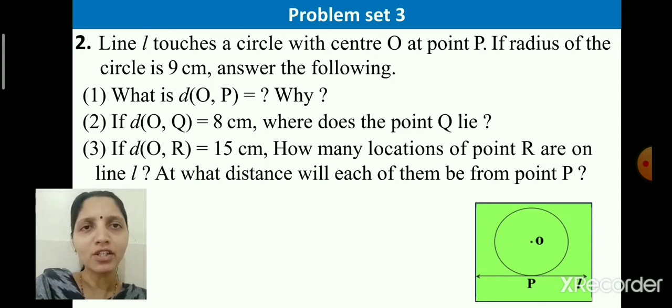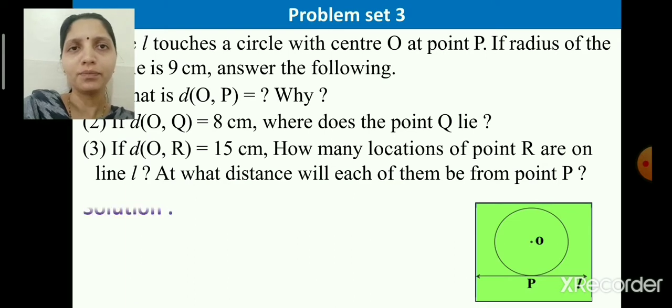Now in your textbook, the third question is given as distance PQ is equal to 15 cm. So you have to do the correction here. It is not distance PQ, it is distance OR. Okay. Now let's start with the solution.